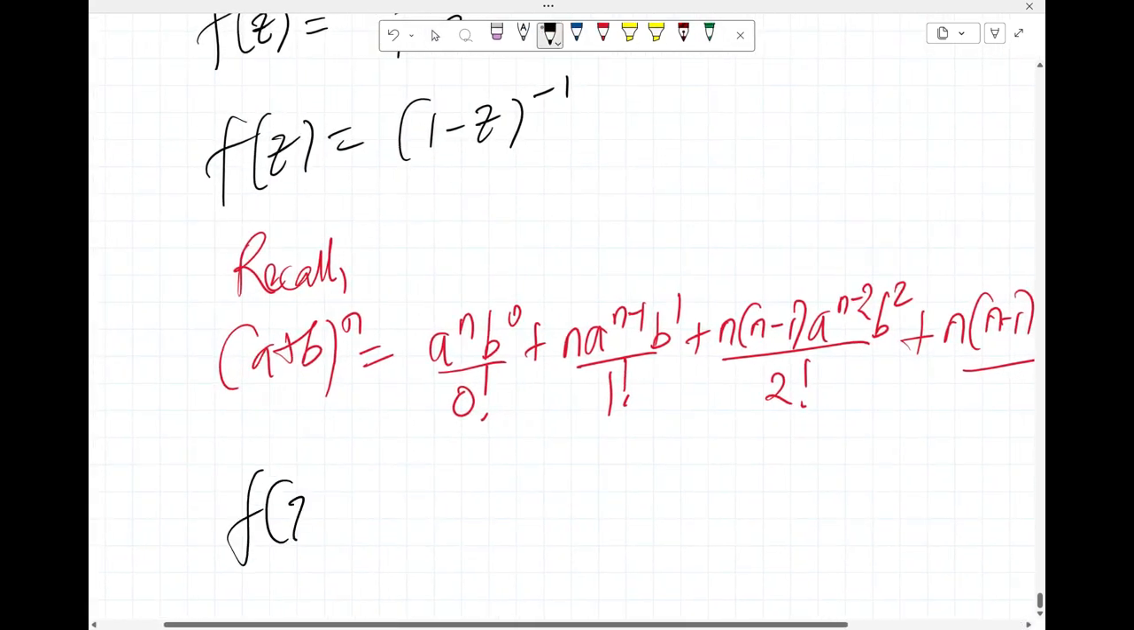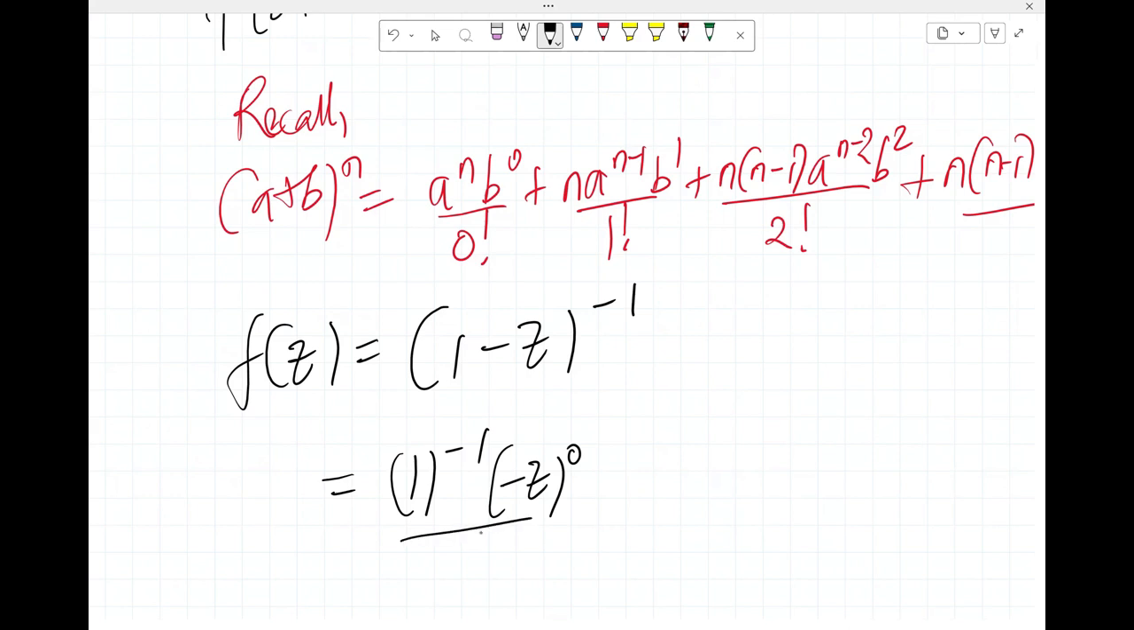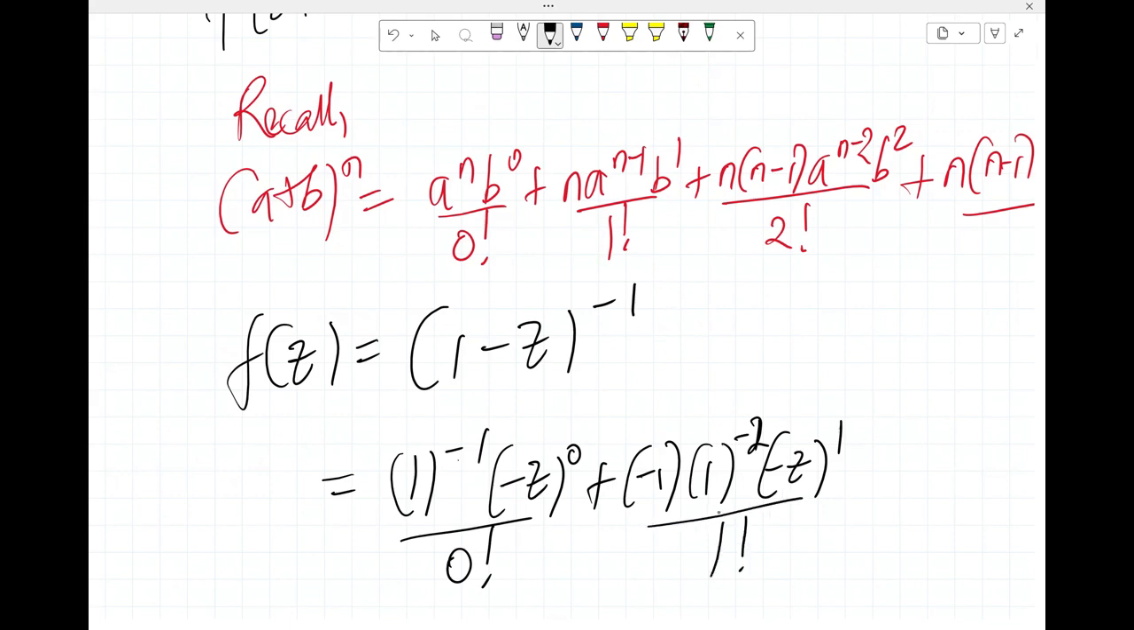If we have f of z equals 1 minus z raised to power minus 1. So that means you can have that expanded as first 1 raised to power minus 1, which is the biggest power, then minus z raised to power 0, all over 0 factorial, plus minus 1 comes down, and you have 1 raised to power minus 1, that's minus 2, then minus z raised to power 1. So at any point in time, if you add the powers, it should give you minus 1. Minus 1 plus 0 is minus 1. Minus 2 plus 1 is minus 1. So now this is over 1 factorial.